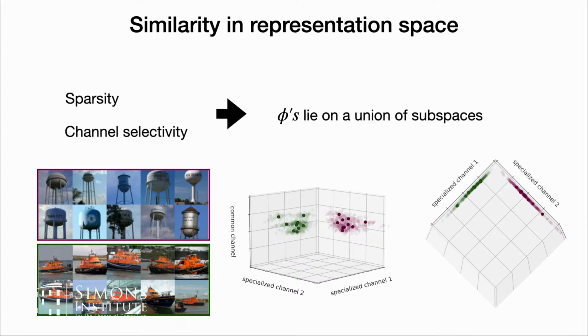So now that we see that we have both a sparsity of the channels and selectivity, an immediate consequence of these 2 is that in the representation space, all of these representations basically lie on a union of subspaces, right? This is a real example of these images. One axis captures the common properties, the common channels. And this is a specialized channel that is activated by this one, and this is another one that is activated by this one. Okay?